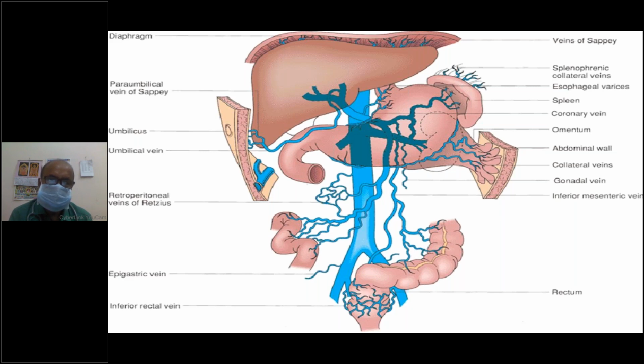Splenic vein joins with the superior mesenteric vein to form the portal vein, which divides into two divisions and ends in the liver, into the hepatic sinusoids, into which hepatic artery blood is also flowing. After processing, this blood is drained in the form of the central vein and then into the hepatic vein. Two or three hepatic veins are there. They enter the inferior vena cava, which is going behind the liver. Inferior vena cava ends in the right atrium, into which the superior vena cava is also entering.